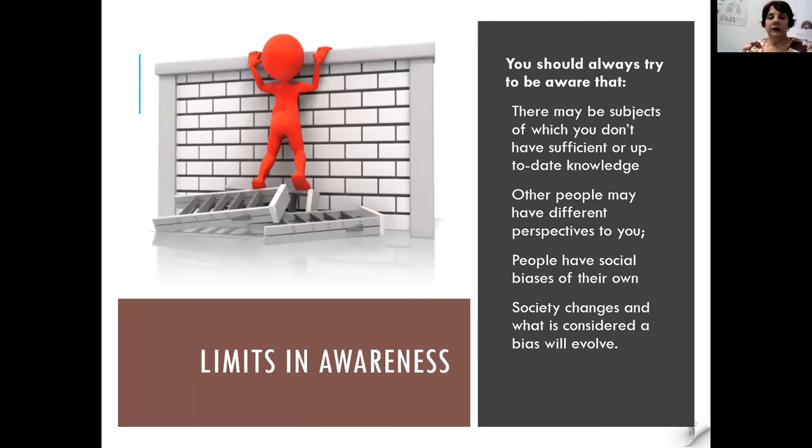Limits in our awareness. We should always try to be aware that there may be subjects of which we don't have sufficient up-to-date knowledge. Other people may have different perspectives than us. People have social biases of their own, and social changes and what is considered bias will evolve.